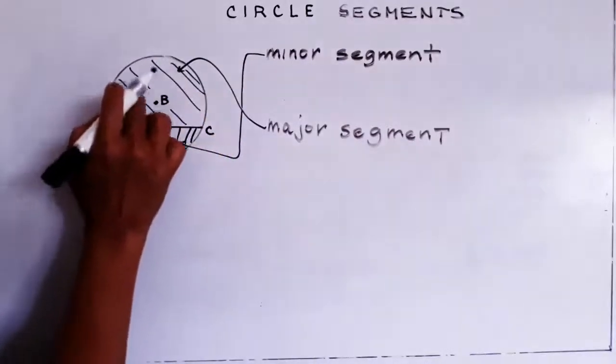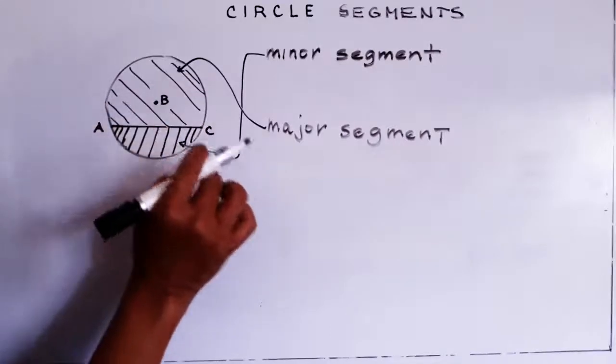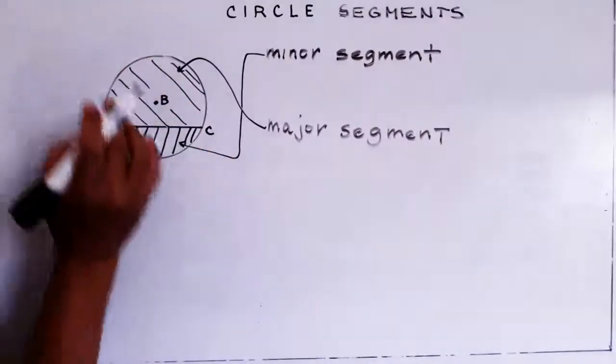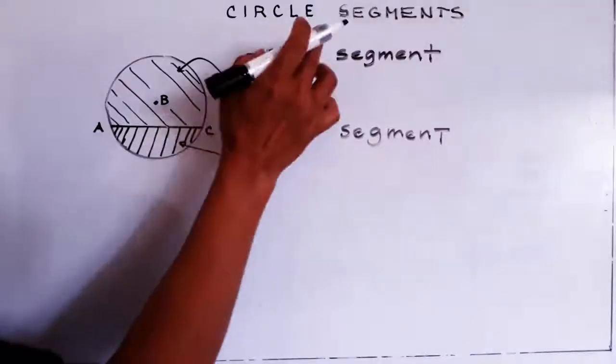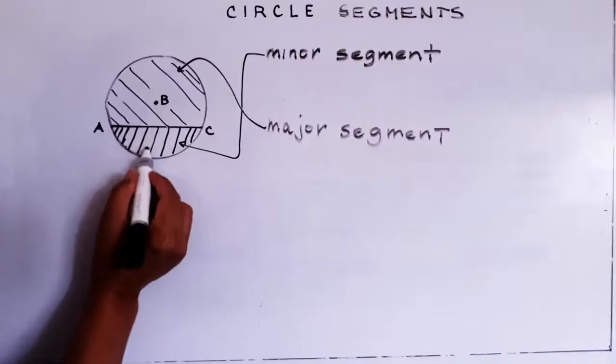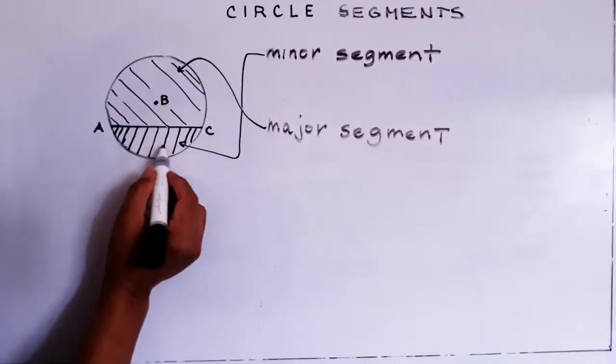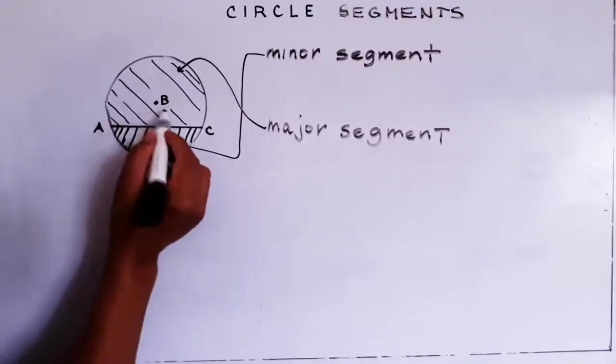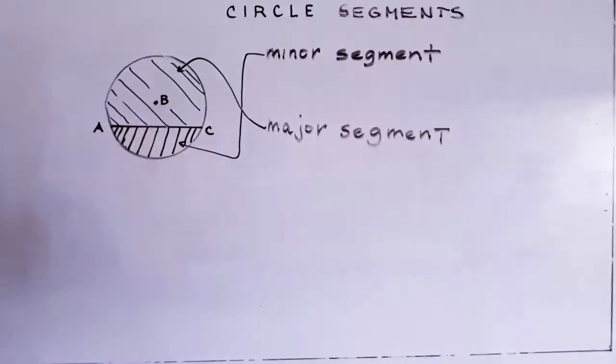We call each semicircle area a segment. The other one is another segment. So those are how to identify our segments. A minor segment is smaller than a semicircle. A major segment is one whose area is more than a semicircle area.